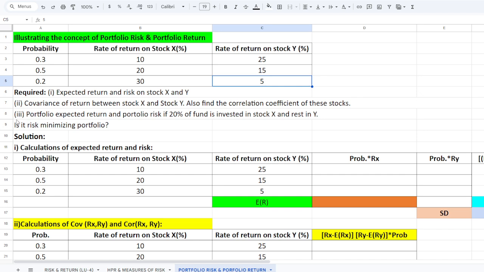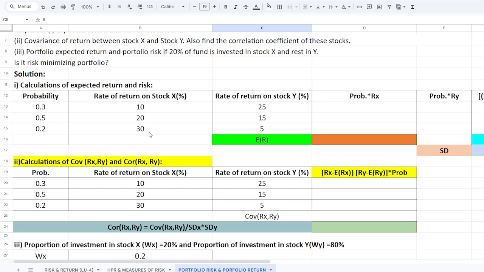Now, what about question number 3, the portfolio expected return and the portfolio risks? If 20% of the fund is invested in stock X, that means the rest, 80%, would be invested in Y. Now, is it a risk minimizing portfolio? Based on this background, first we need to calculate the expected return, because without knowing the expected return, you cannot find the risks, even in the case of a portfolio.